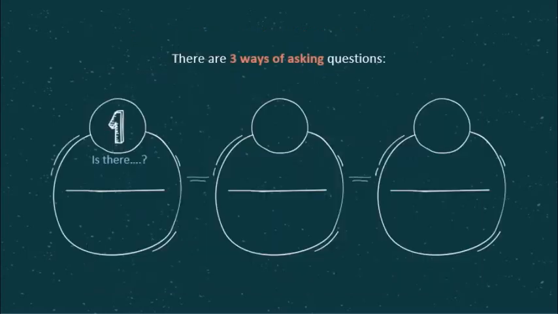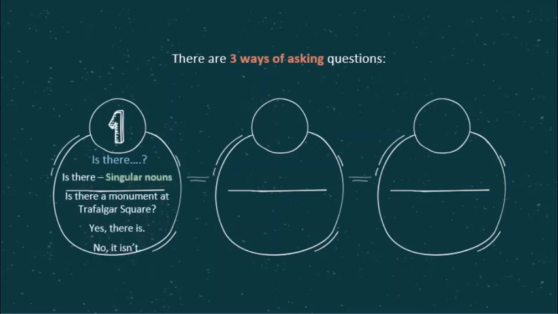There are 3 ways of asking questions. The first one is, is there? The usage of is there is for singular nouns. For example, is there a monument at Trafalgar Square? You can answer this question using yes, there is, or no, there isn't.